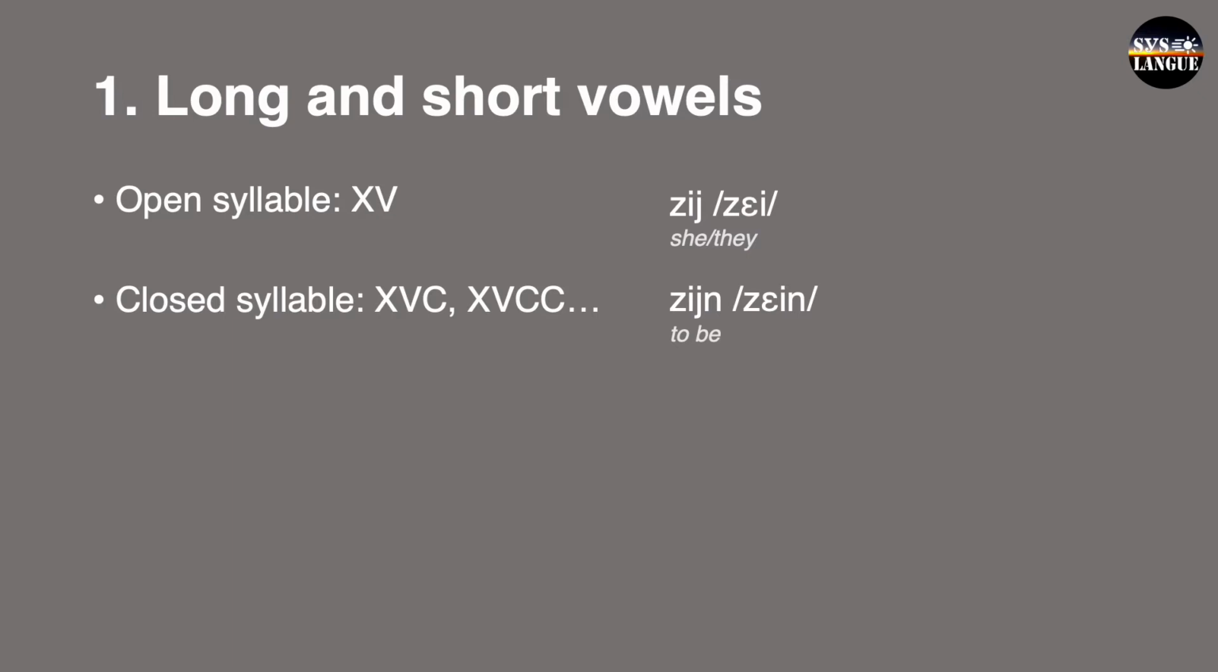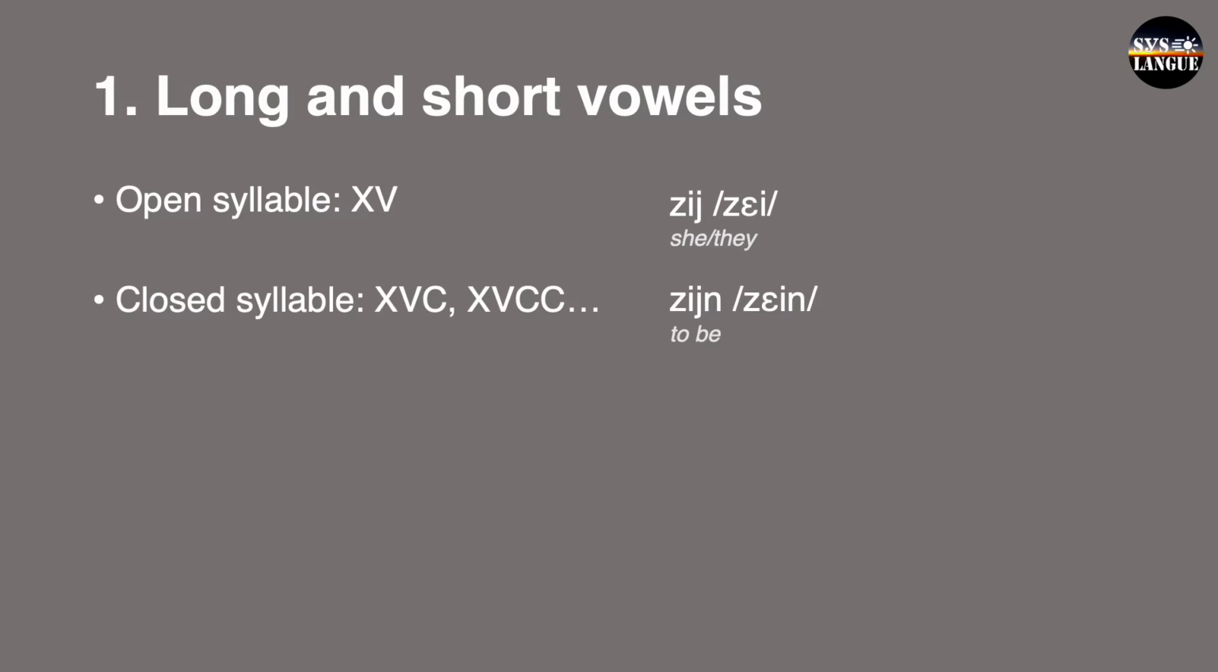Let's start with the concepts of an open syllable and a closed syllable. An open syllable ends with a vowel. The X denotes anything before the vowel. It can be nothing, another vowel, or a consonant. A closed syllable contains a vowel, but it has to end with consonants. For example, the Dutch word zij is an open syllable and zijn is a closed syllable.